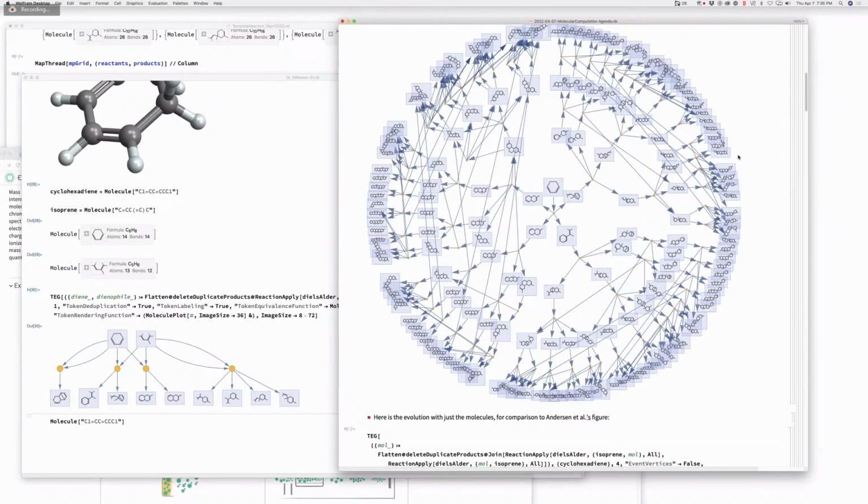Yeah. I'd have to look at some of them more closely. They're just too small to see where the double bonds are.